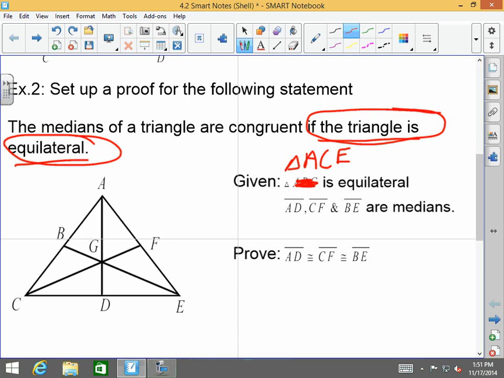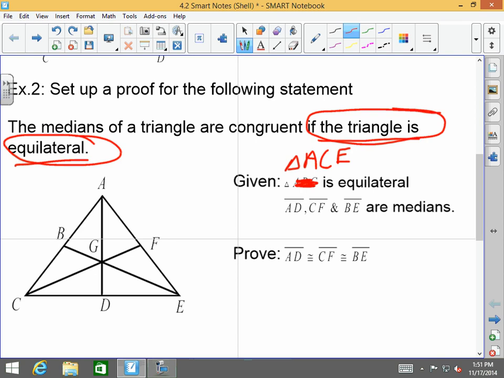Now this is a bit of a lengthy proof. You have to do a detour on this one. So I'm not going to go through it right now. But this is a great proof that could be a quiz question or a test question. And if you think about it, if it's an equilateral triangle, that means that AC is congruent to AE, which is congruent to CE. That's the definition of equilateral triangle, absolutely.